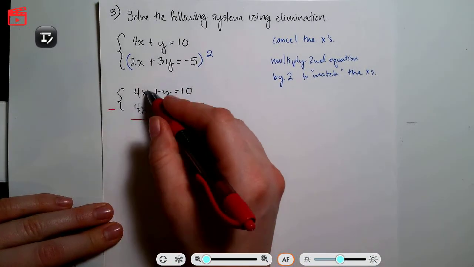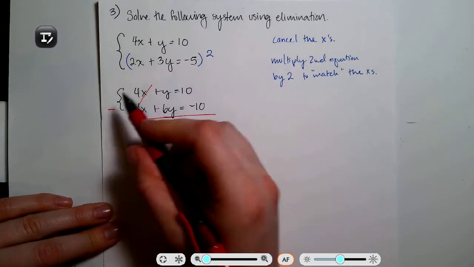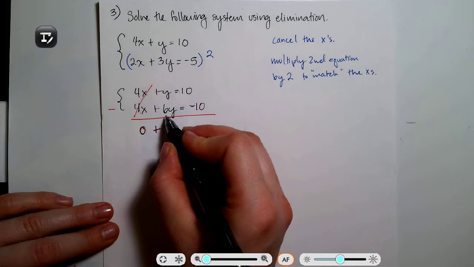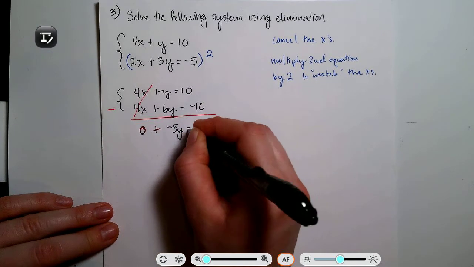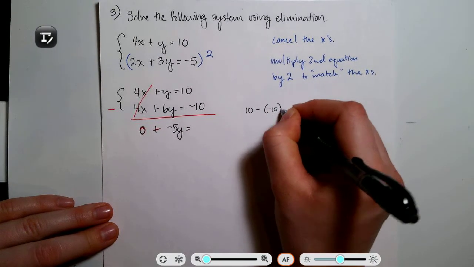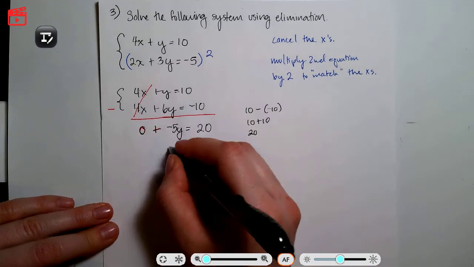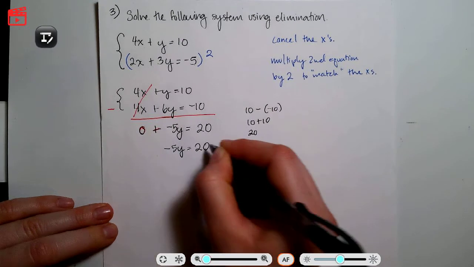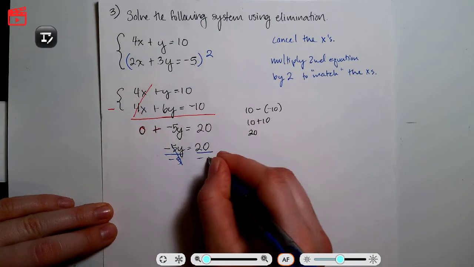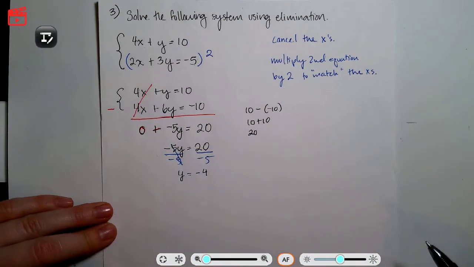So 4x minus 4x, that cancels and becomes a 0, plus y minus 6y, oh, it's a minus 5y, equals 10 minus negative 10. What does that look like? 10 minus negative 10 becomes 10 plus 10, which is 20. All right, so if negative 5y equals 20, solving for y, let's divide both sides by negative 5. And I ended up with y equals negative 4.